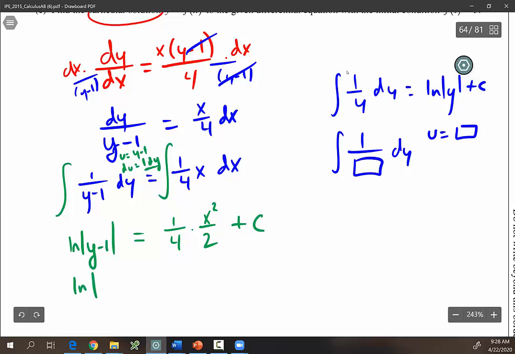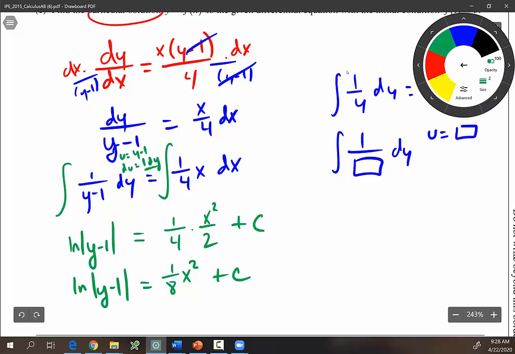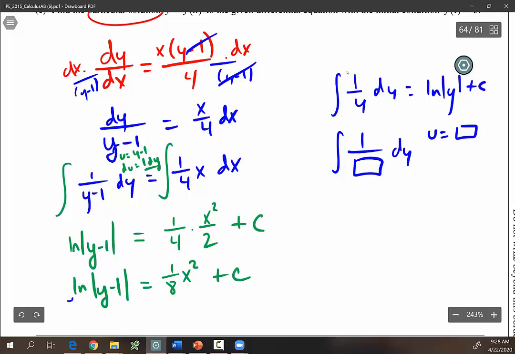So that's ln of y minus 1 equals 1/8 x squared. And if you want to have x squared over 8, that's the same thing. So x squared over 8 definitely works. And then to get rid of our ln, we're going to do e to both sides.